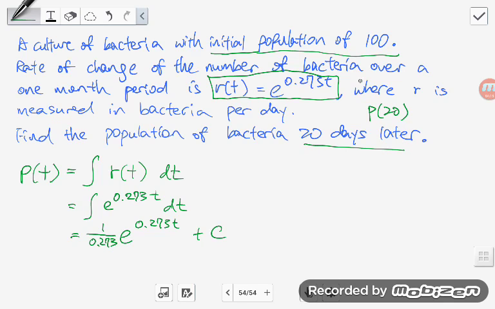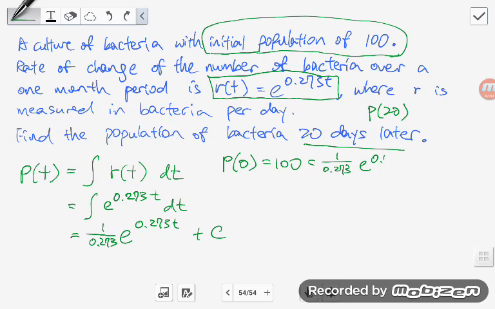Now, we sort of have this P of t already, and that's good, right? There's one piece of information that we have not used, which is the initial population. Initial population means your P of 0, correct? Your P of 0 is equal to 100. So now let's put that in my equation. My equation of P of t: 1 over 0.273, e to the power of 0.273 and my t is 0, right? Plus my c.